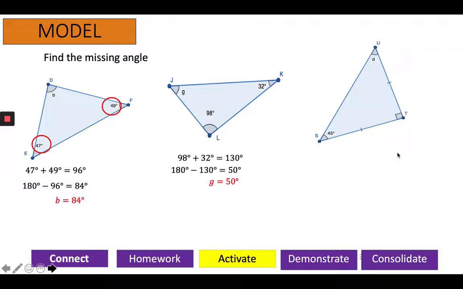Here, it looks like we're missing two angles, but we know that the square in the corner is actually 90 degrees. So we add up 90 degrees plus 45, which equals 135. 180 minus 135 equals 45. So our missing angle D is 45 degrees.